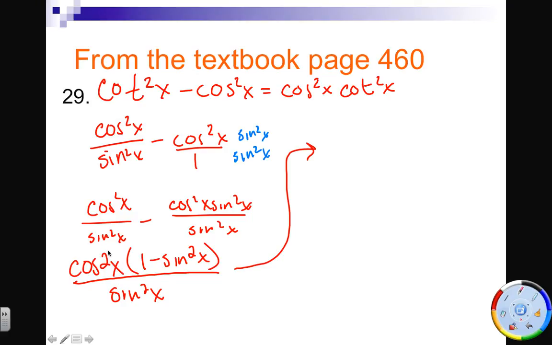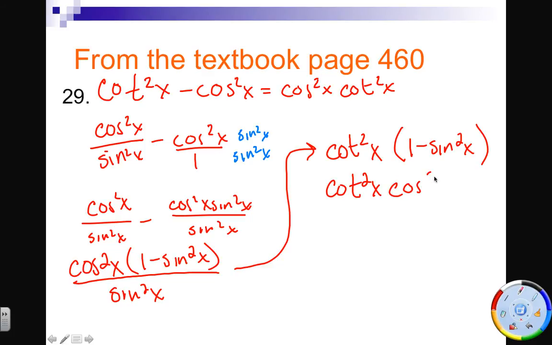Notice this, I have cosine over sine, and cosine squared over sine squared is cotangent squared. Oh, look at that. 1 minus sine squared x is a Pythagorean identity. It tells me that 1 minus sine squared x is cosine squared x, and that's what I wanted. Oh, good. I'm happy that worked, because I'm like you. Sometimes I don't really feel like doing it more than once.